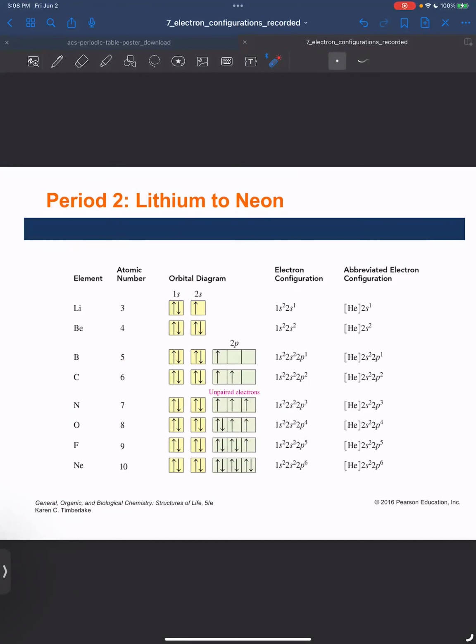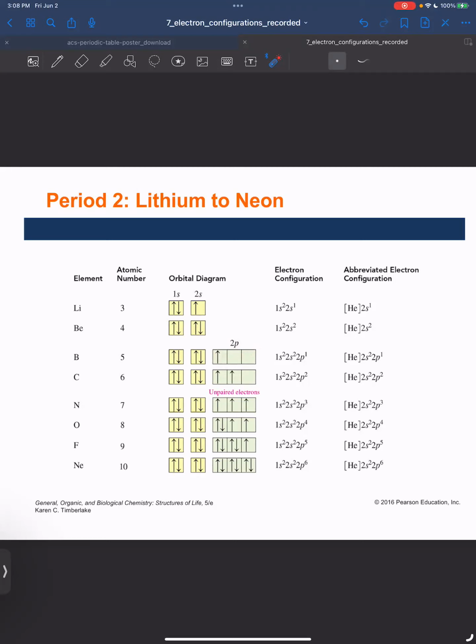So once again, you'll always fill up 1s first before moving on to the next lowest energy orbital, which after 1s is 2s. And then after filling 2s, we'll start filling up 2p. But remember, in a p sublevel, there's always 3 p orbitals. So notice how there's always 3 boxes all connected together in a row.